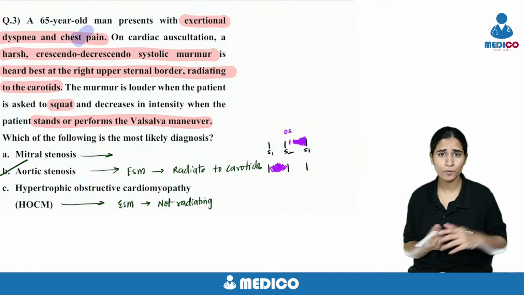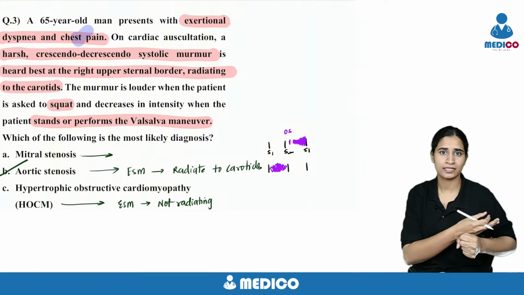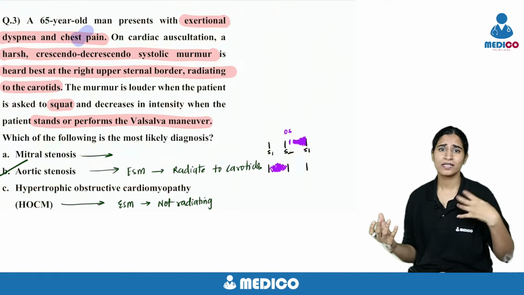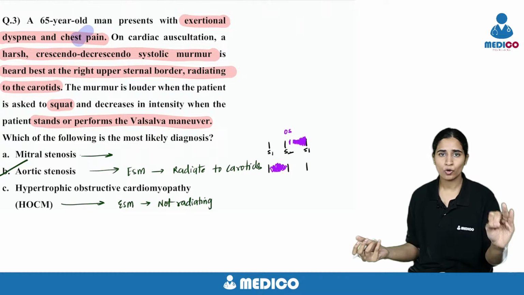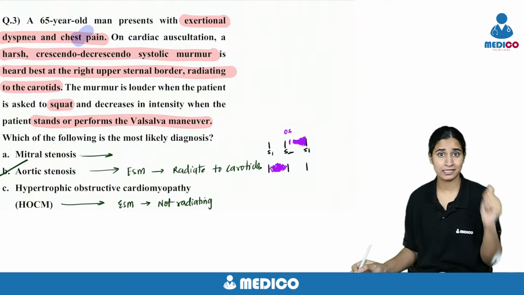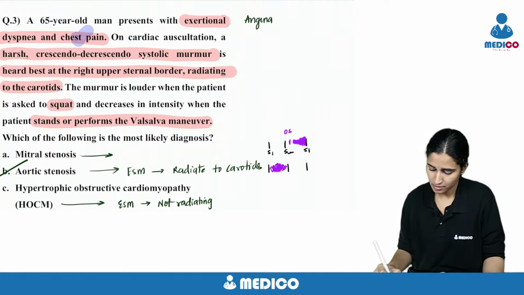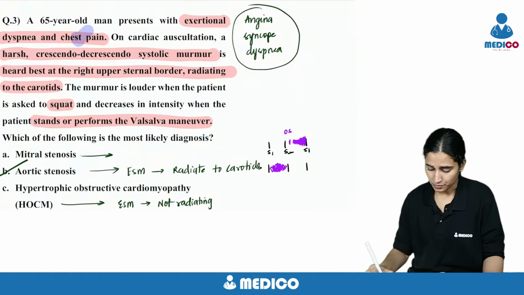And why is there syncope? When there is aortic stenosis, the blood through the aorta is decreased and the blood flow to the brain is decreased. That is why there is syncope. Whenever there is left heart failure, there can be shortness of breath. So angina, syncope and dyspnea. This is the typical presentation of your aortic stenosis.